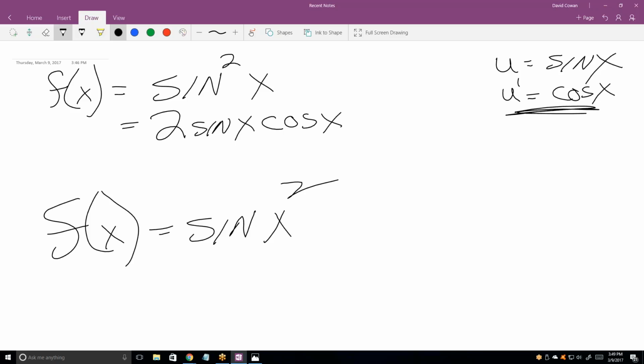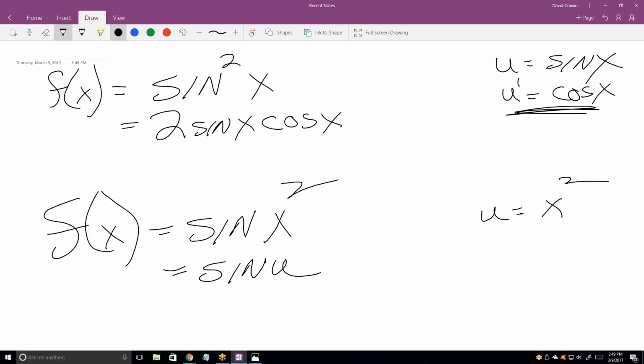Okay? Now, the bottom function, what is u? What is the inside? Sine. Notice that if I made it the same inside, sine of x, I would not be able to write this as a function of u. So you don't want to make it sine x as the inside. You want to make x squared as the inside. Then I can write the function as the sine of u, which I know how to differentiate.